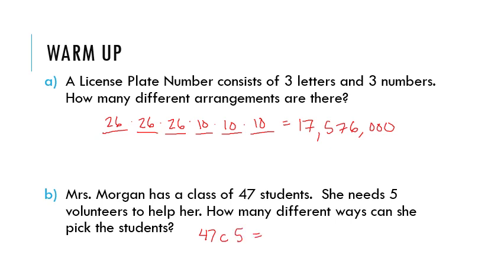So in my calculator, I'm going to go into functions and pick that nCr and type 47, 5, and we get 1,533,939.